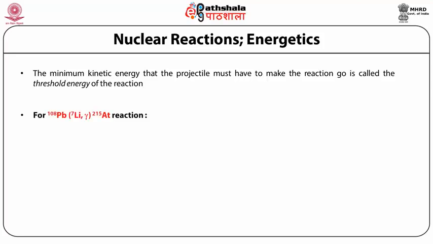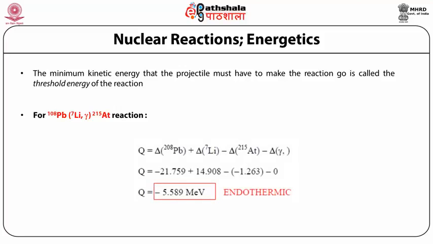For the 208 lead, 7 lithium, 215 astatine reaction, Q is equal to delta 208 lead plus delta 7 lithium minus delta 215 astatine minus delta gamma. When we solve their values, we get Q is equal to minus 5.589 MeV, and since the sign is negative, it shows that the reaction is endothermic.